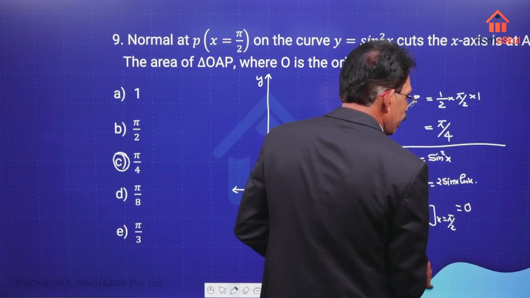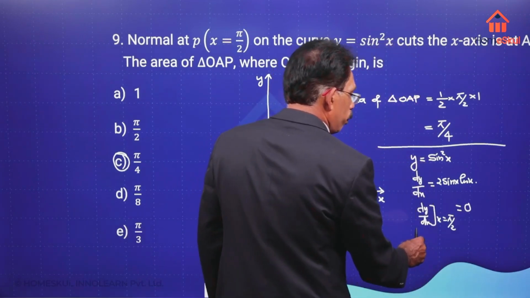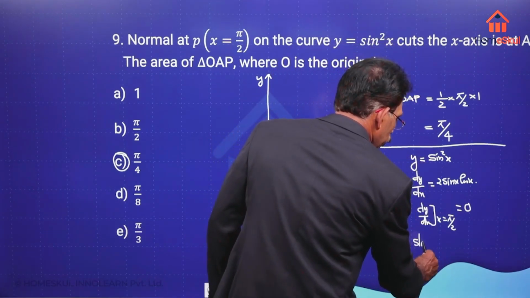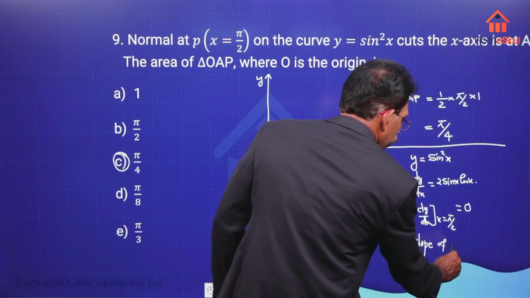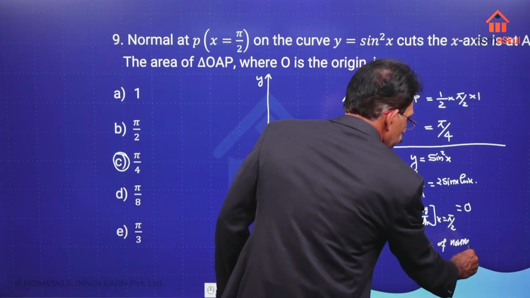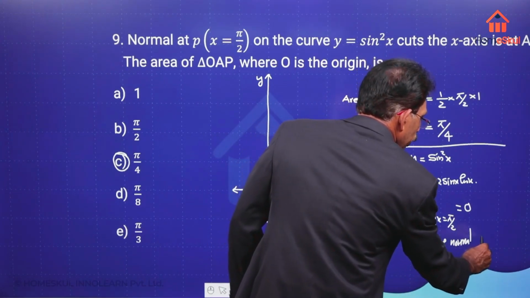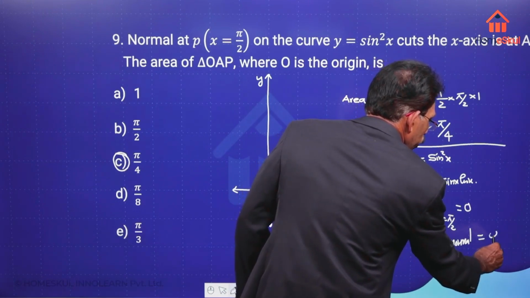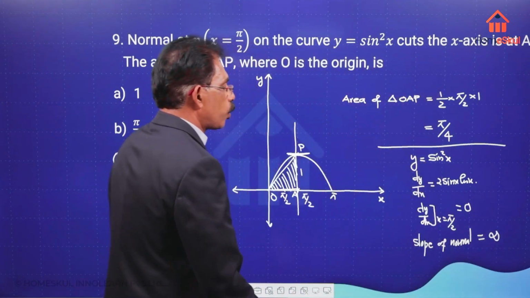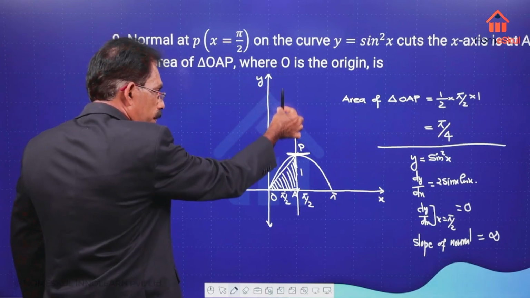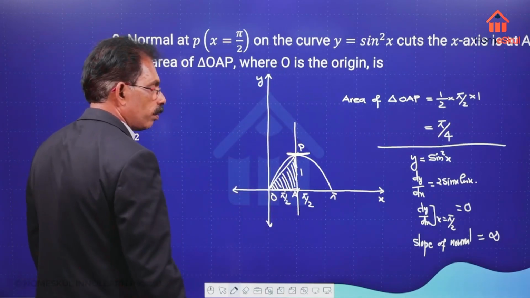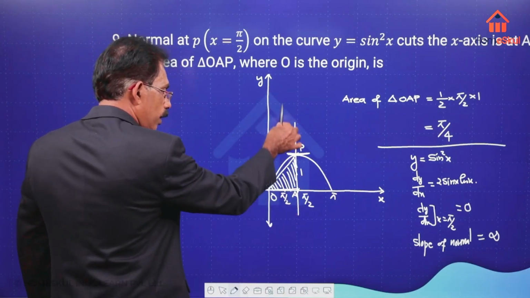The 0 means the tangent slope is 0. The slope of the normal is what? Slope of normal is not defined. It is equal to infinity. Slope of normal is infinity, not defined, because the line is parallel to the y-axis passing through pi by 2. So this line is this one.